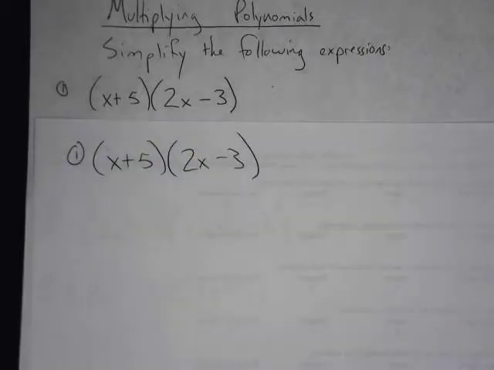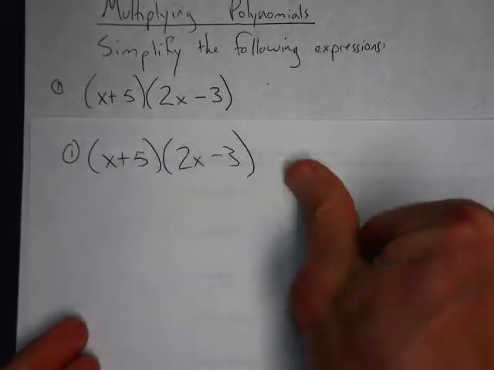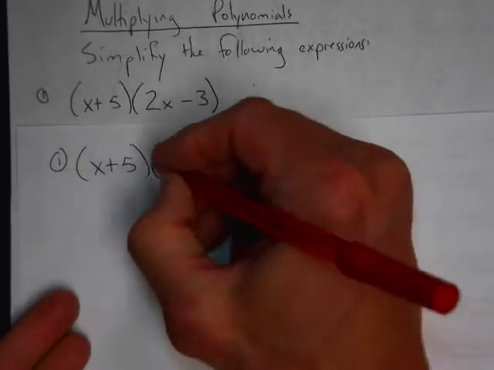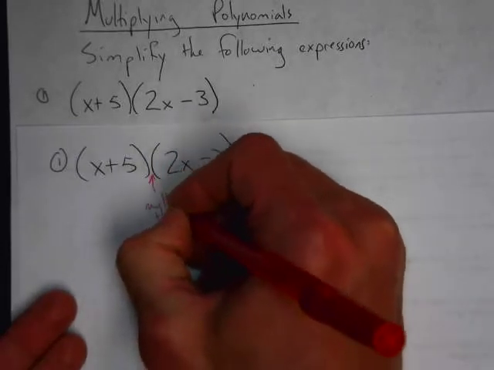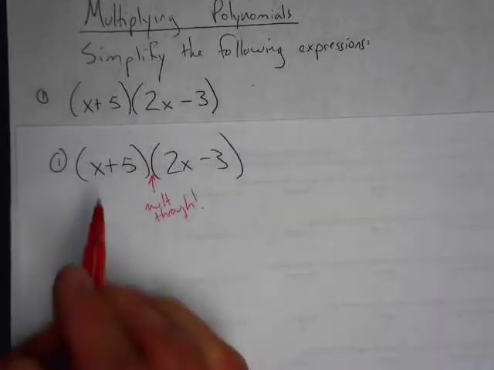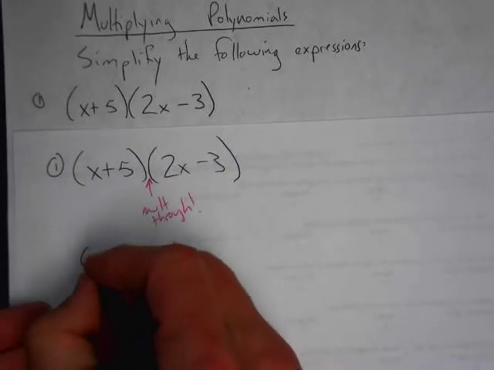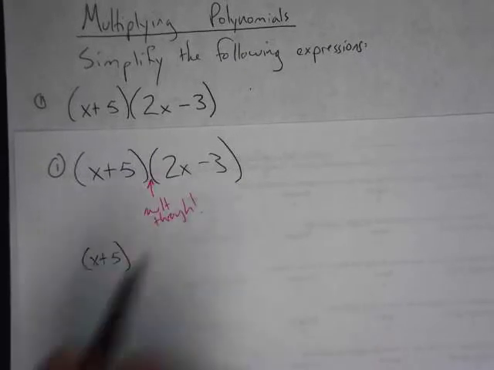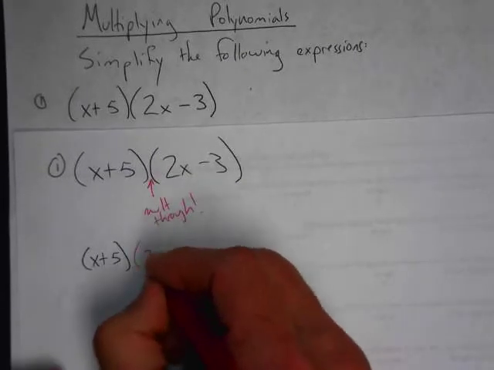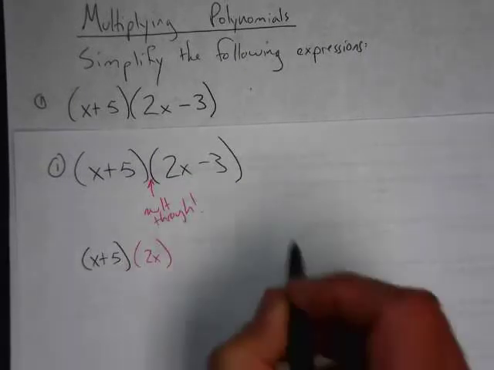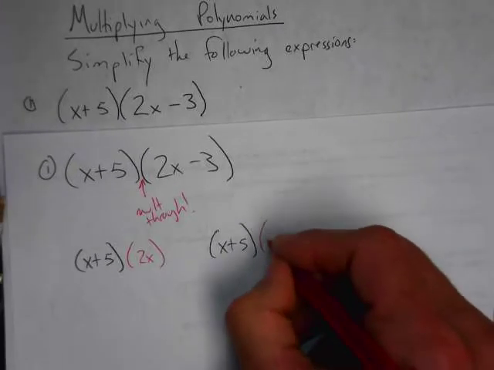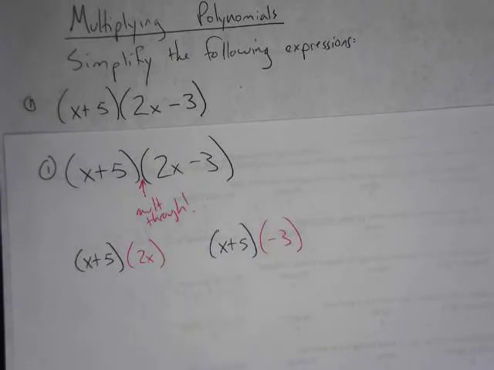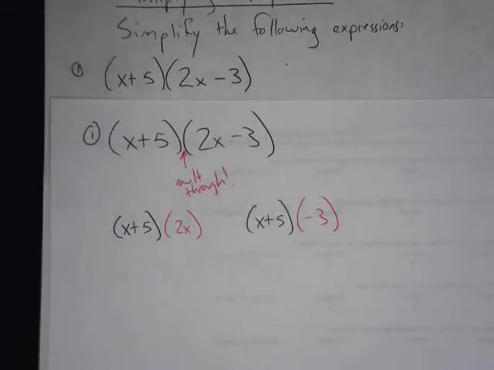Now, how do we use the distributive property? Remember what the distributive property does. It multiplies one thing through a group. We talked about this in the last lesson. We can multiply through. Right? So that means we can take x plus 5, what we have there, and multiply it through times 2x, and then x plus 5 times negative 3. Exactly the same way we approached multiplication in the previous lesson.